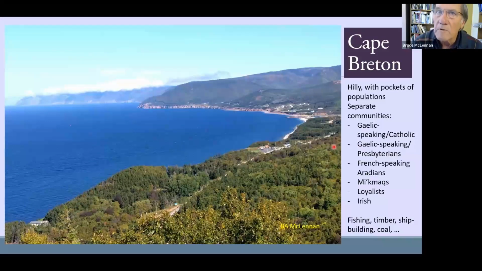And so the point of showing you this photo is that you had these communities, separate pockets: Gaelic-speaking Catholics, Gaelic-speaking Presbyterians, some French-speaking people who hadn't been evicted in the earlier evictions, and the First Nations people. You had Loyalists, so many had arrived from elsewhere, and you also had an Irish group, all doing their own sort of trades: coal around Sydney, shipbuilding in some parts, timber and fishing, of course. All different activities.